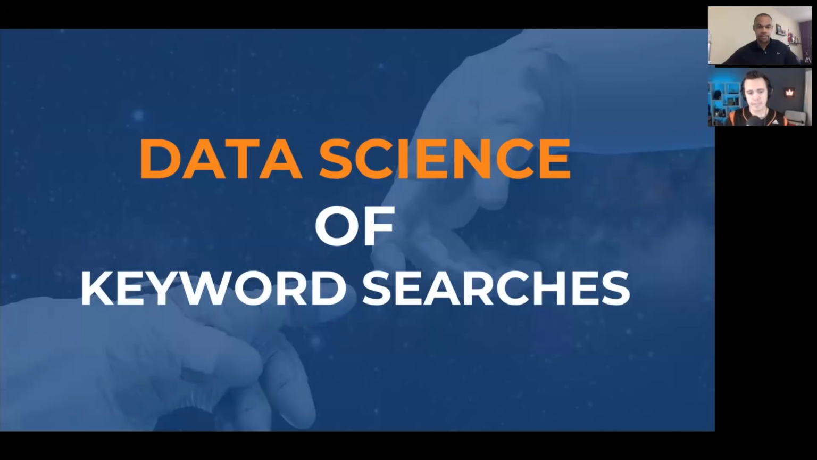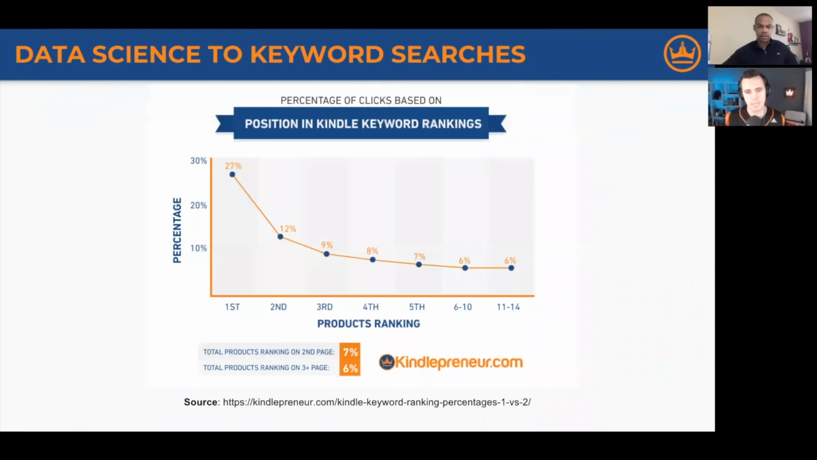Right. So what is the data science? The fact of the matter is that when people type in that search term and they're given a list, statistically speaking, 27% of the people in that phrase will click on the first book at the top. But only 12% will click on the second book and only 9% for the third, and it quickly diminishes down to 6%. Wow.